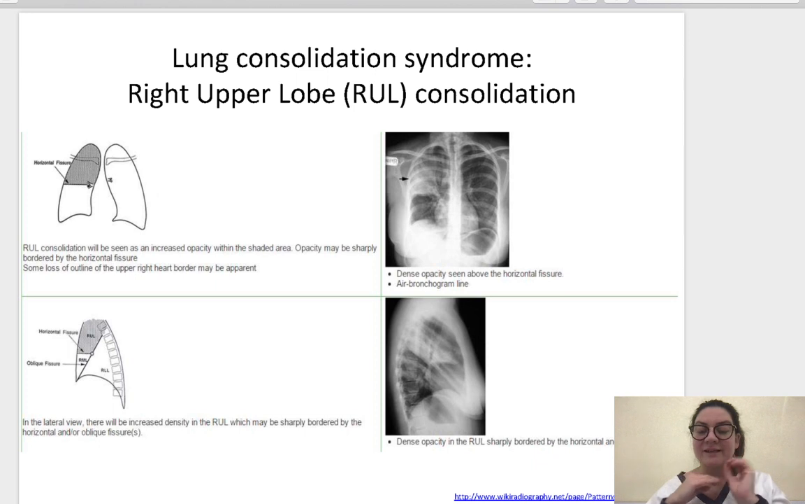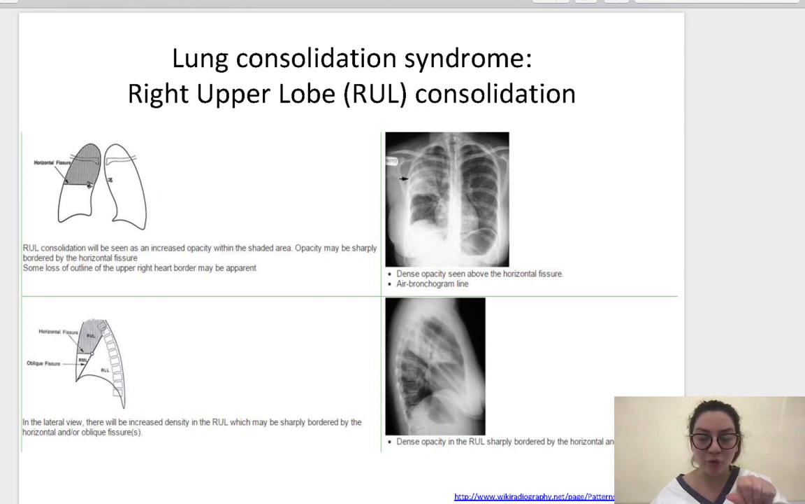Two different lobes can be damaged, because yes, it is upper but seen in the middle. You should do another lateral view, and on the lateral view you see schematically where the projection of the right upper lobe is, and you see the X-ray of a real patient.